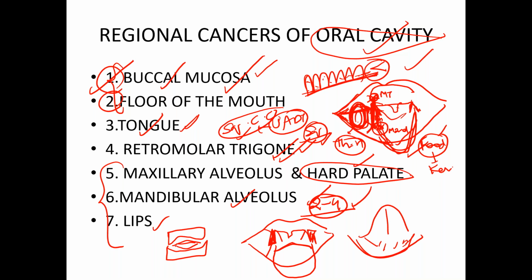What is the bulk of the cheek made up of? The bulk of the cheek is made up of buccinator muscle. What is the thickness of the cheek? 1 to 3 centimeters.